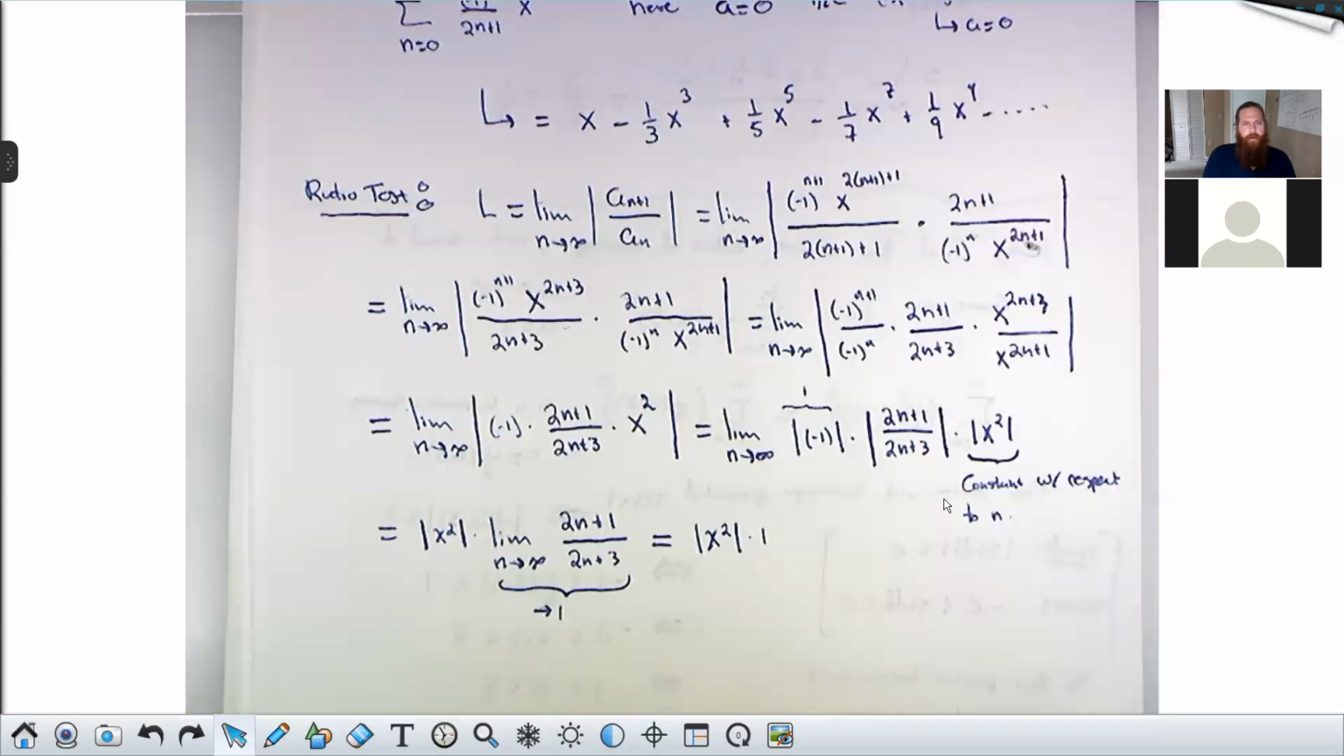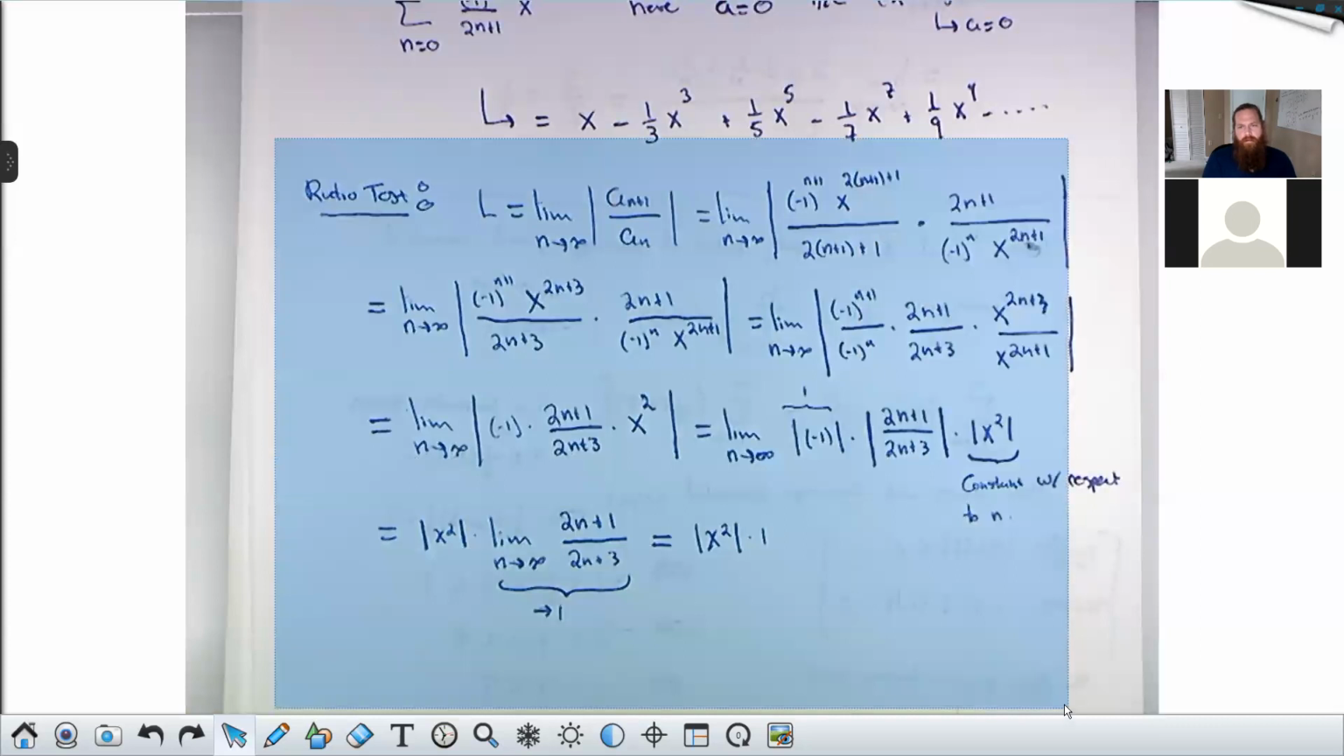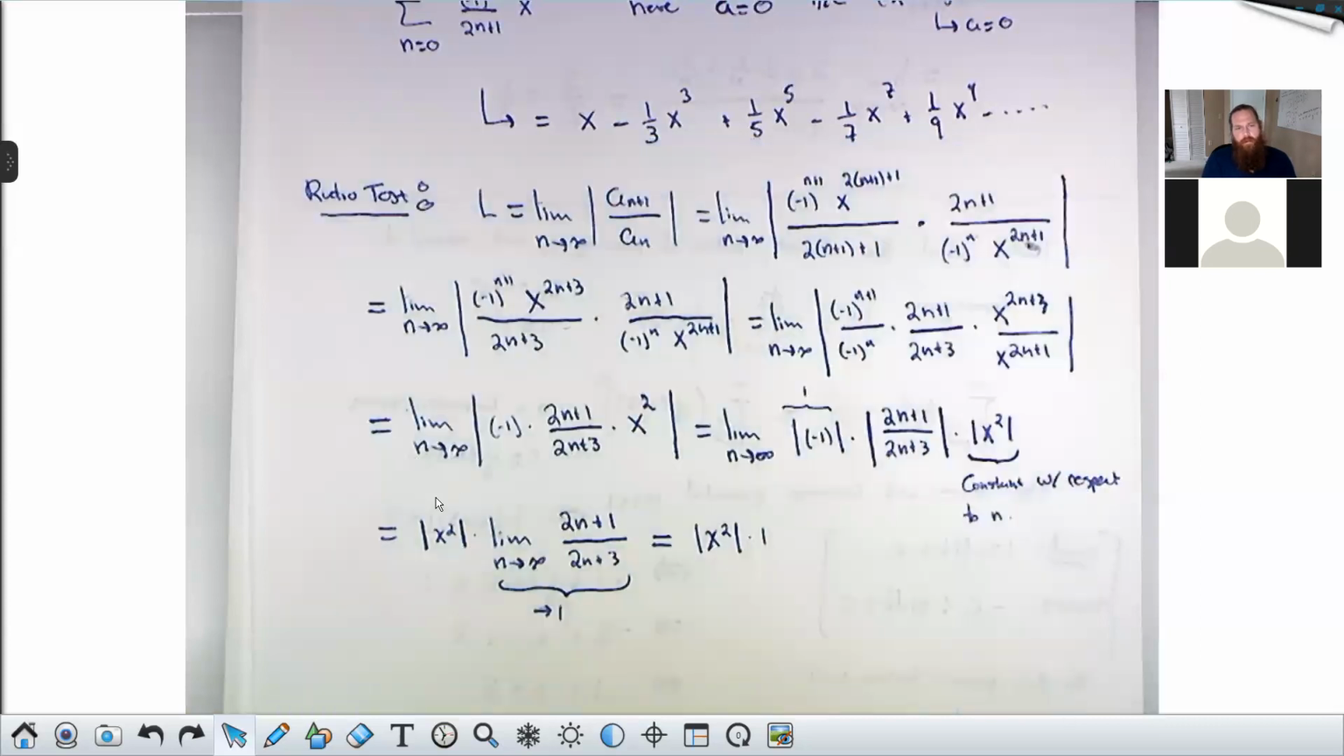Fernando asks a valid question. Why do I care about the absolute values on the x squared piece? Because x squared is positive. You're right. You could say that here I don't care about the absolute values, but what I'm trying to say is that when you run this process for any power series, when you pop out the x's, you always want to leave the absolute values on those.